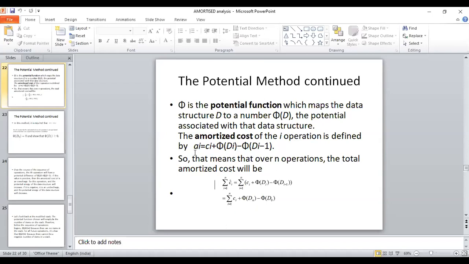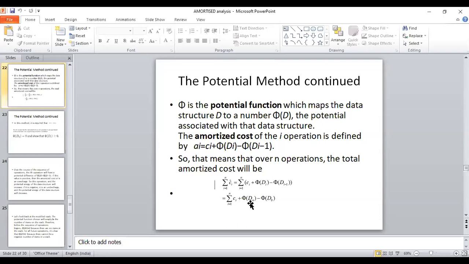We will get Ai, the amortized cost of the ith operation. So that means over n operations, the total amortized cost will be, what is the total amortized cost? Sigma i equal to 1 to n of Ci plus phi of Di minus phi of Di minus 1. That is equal to sigma i equal to 1 to n of Ci plus phi of Dn minus phi of D0.